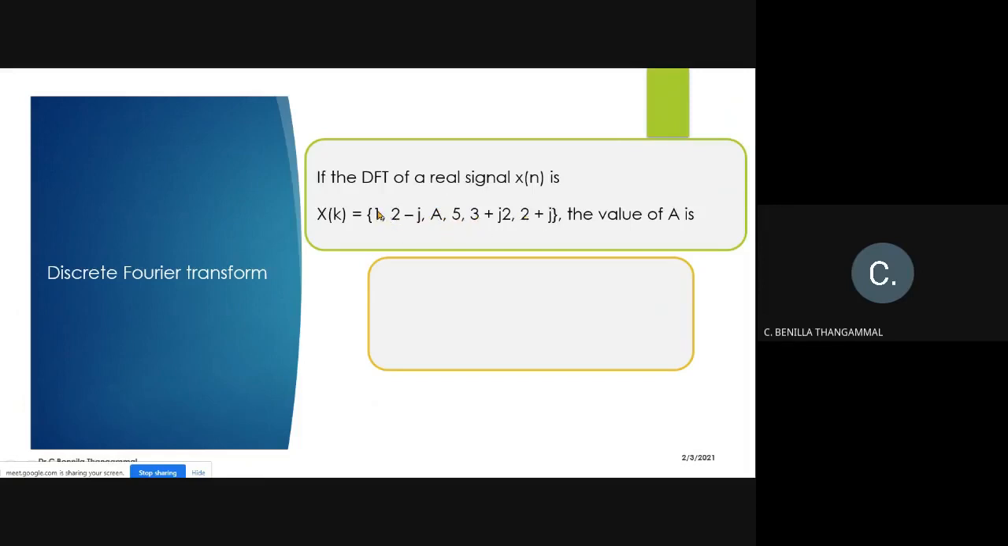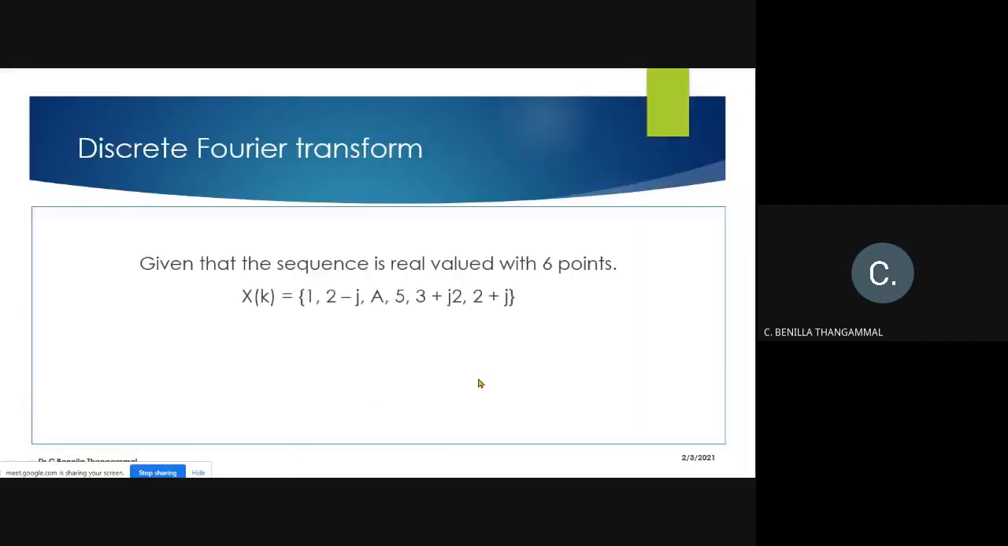So in the 6-point DFT, the first value and the fourth value will be unique. 1 and 5 will be unique here, right? So this 2 minus j and 2 plus j are complex conjugates. Then a and 3 plus 2j will form the complex conjugate pair. So what will be the a value here? It's 3 minus 2j. So 3 minus 2j is going to be the option.